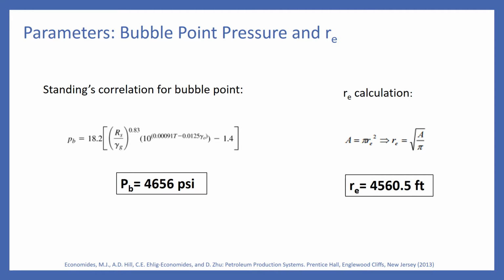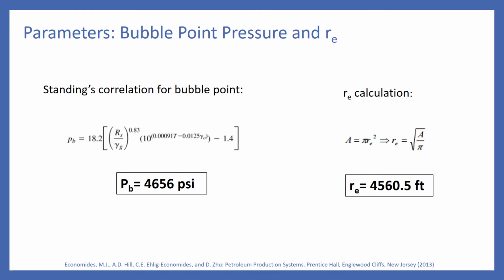In order to form accurate IPRs, we needed a bubble point pressure for our well. Using Standing's correlation and given information, we calculated a bubble point pressure of 4,656 psi. Although this number helped us to form IPRs, none of the models that we formed reached the bubble point pressure, making all of our wells entirely one phase.